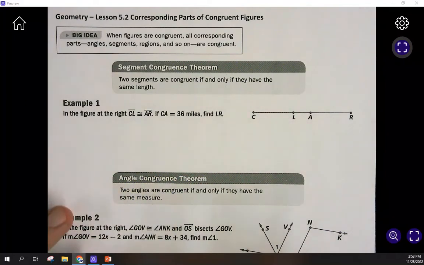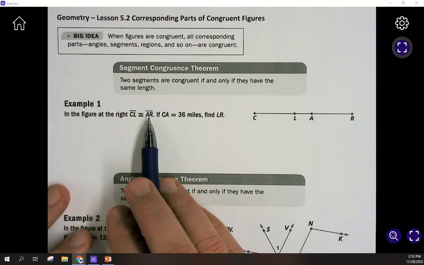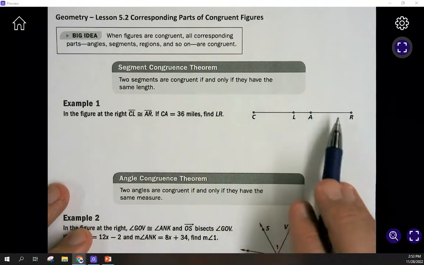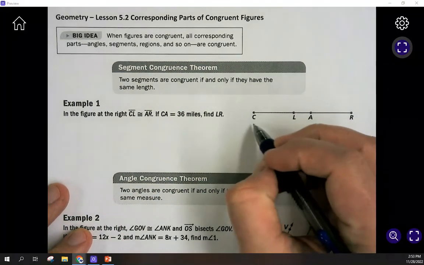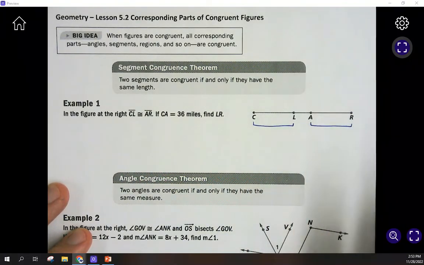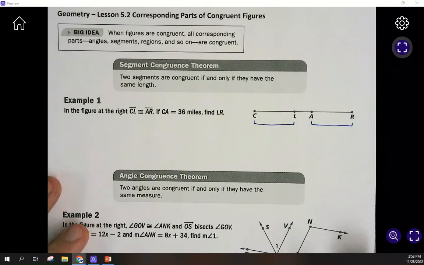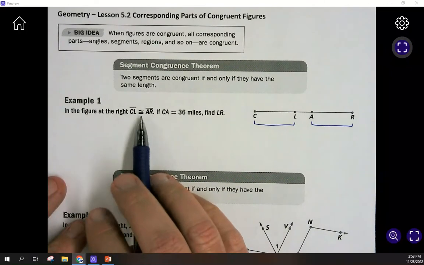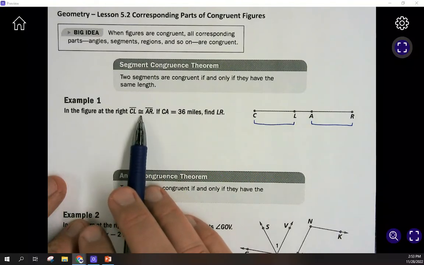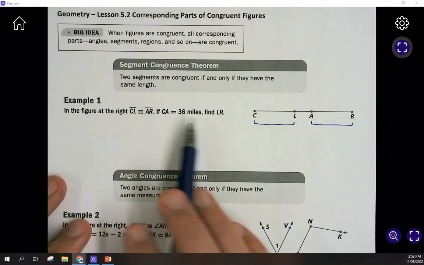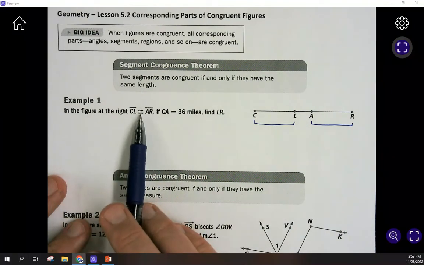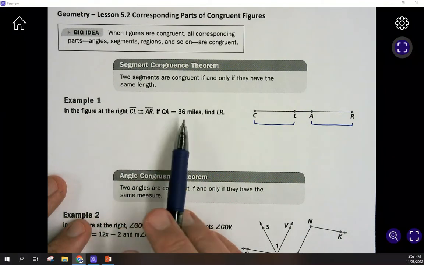So in example number 1, we're looking at these two things. We know CL is congruent to AR. So we know that this length right here is equal to this length right here. Now, because we don't have the actual measurement, that's why we're saying congruent. If we knew this was 10 and this was 10, we would just say that they're equal to each other. So congruence basically is knowing that they're the same size without actually having the measurement. Okay, so we know they're the same size. We don't know how much they are.